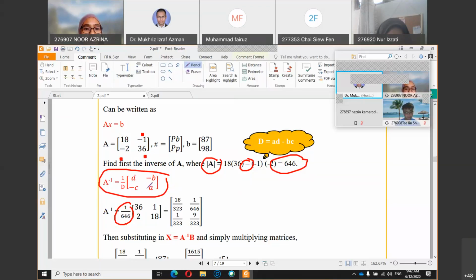But for a 3 by 3 matrix, it is much more complicated. Not complicated, but it takes more steps to solve rather than simply changing places and putting the negative sign for the corresponding matrix value. So this is basically the formula when you want to solve a simultaneous equation involving two unknowns, X and Y. But when you are dealing with three unknowns, X, Y, and Z, the formula is slightly different.